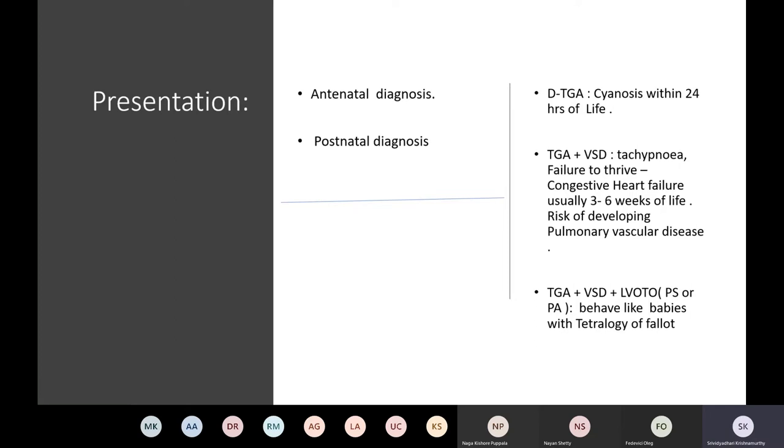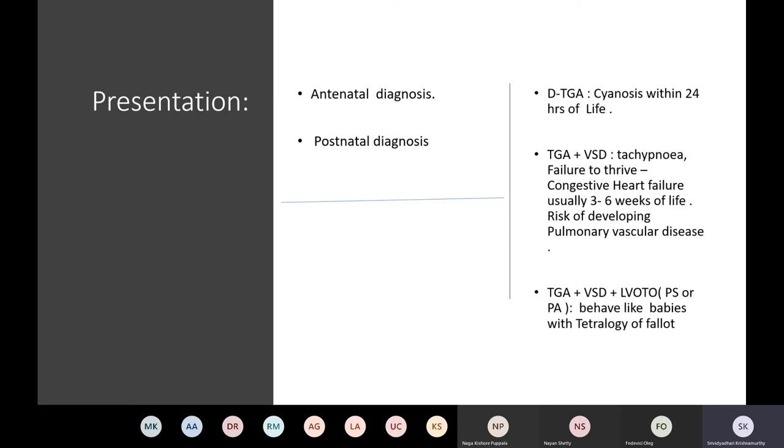The second spectrum is TGA with VSD. So there's quite a lot of mixing happening between the right and the left side. A proportion of these patients present with tachypnea or failure to thrive, and they might not necessarily be cyanosed, depending on the amount of mixing at the ventricular level. Instead, they develop more signs of pulmonary overcirculation, which develops over a period of a few weeks.